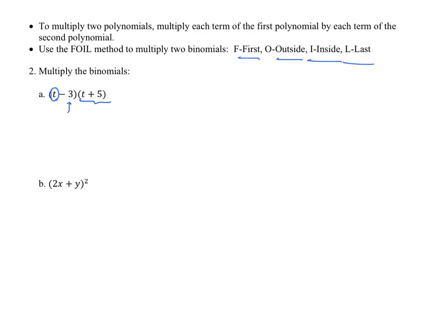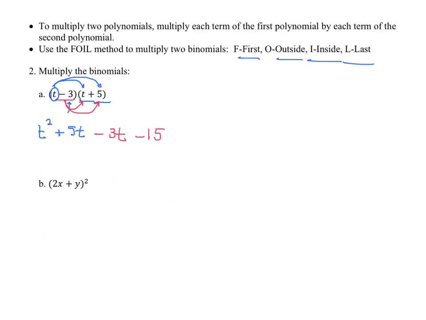So it looks like this. T gets multiplied through. T times t is t squared. T times 5 is a positive 5t. Now we're going to multiply this entire negative 3 through here. So it's going to be a negative 3t. Negative 3 times a positive 5 is a negative 15.